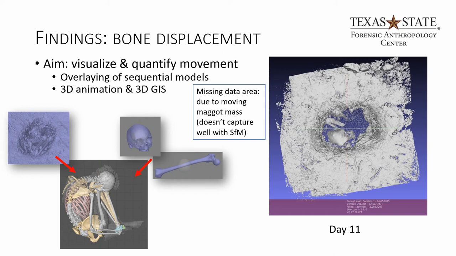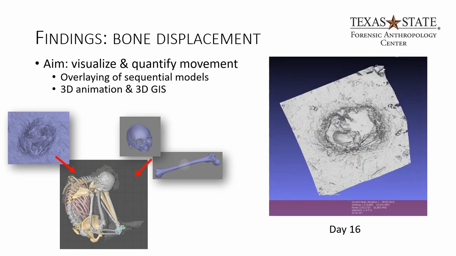That ran into a lot of problems. I mean, it gives good results, but if you look at this model on day 11 for donation one, you see there's a lot of missing data, and that's because of the maggot mass moving around, and things that move don't capture very well with the photogrammetry.